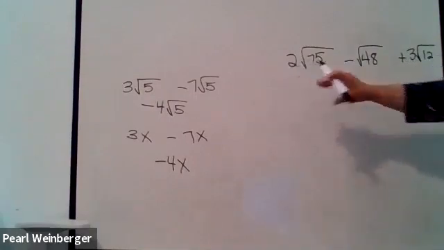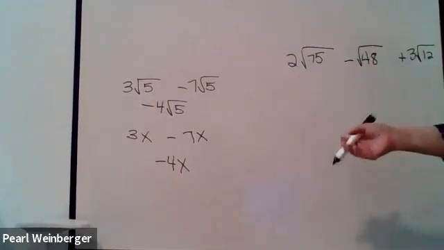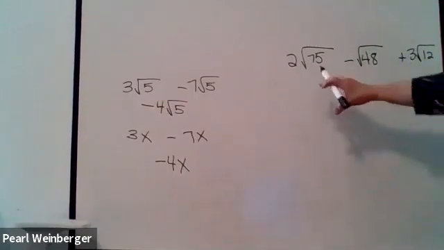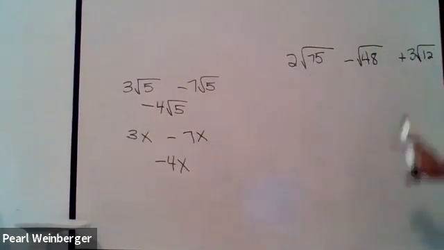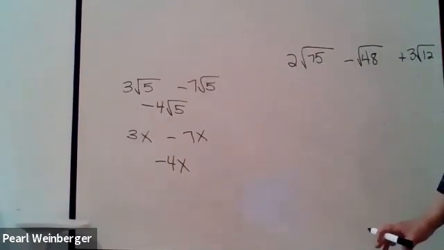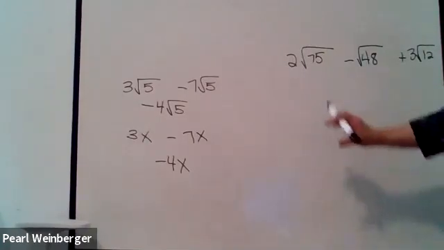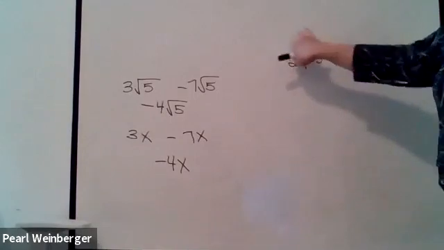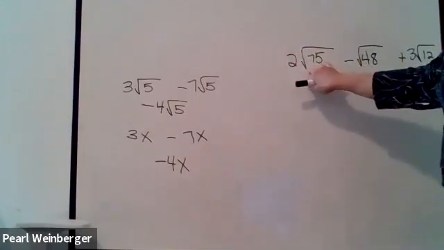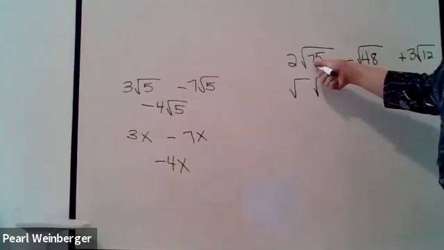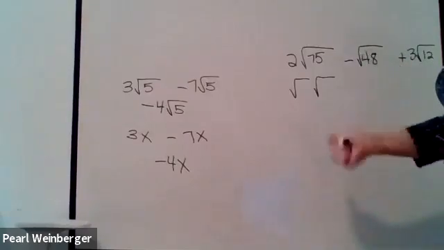But here what we can do is make use of what we learned on Thursday and try and simplify each of the radicals. After we've simplified the radicals, we're going to examine and see if we can find like radicals. So let's look at this 2 radical 75. I'm going to worry about the 2 later. I'm going to look at the 75. What could I break up 75 into so that one number is a perfect square and one number is not?